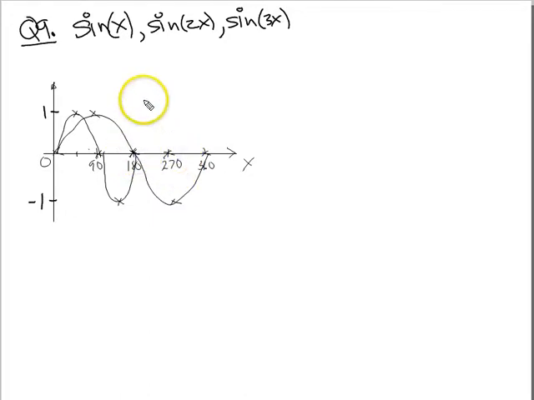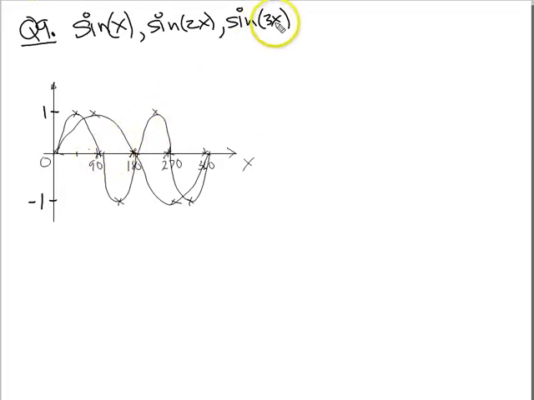So here it should go up and down in 90 again, because it just repeats. So it's up and down. And then it should go down and up, shouldn't it? In the next 90. So there we are. There's our sine 2x. Now let's draw sine 3x and see what happens to this one.